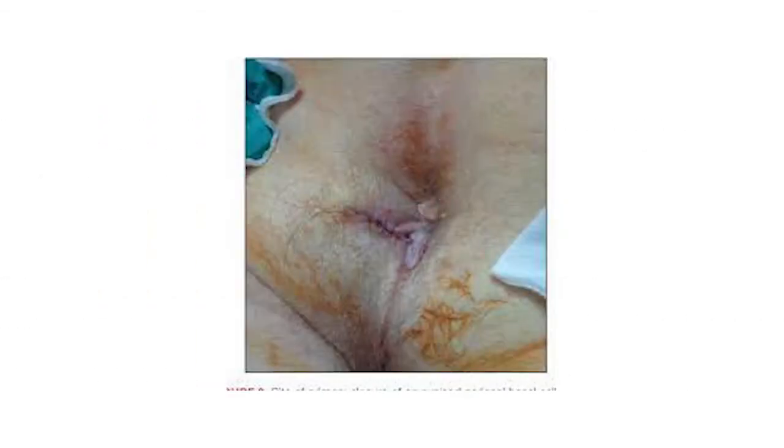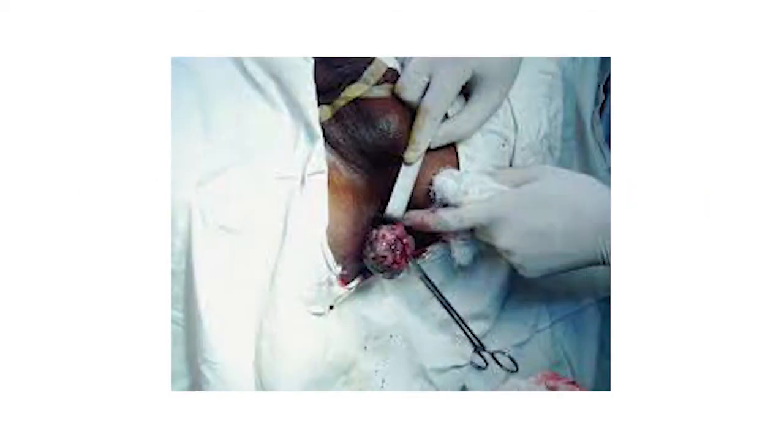Now here is a picture of the malignant melanoma. The typical picture of the malignant melanoma is seen on your screen. This is another picture of the malignant melanoma.